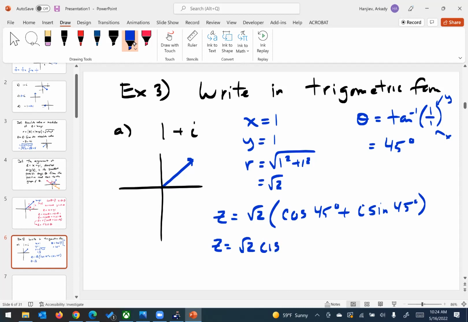√2 CIS 45 degrees. Wait, that is kind of nice, because we're not actually getting the values from cosine of 45, we're just using the angle. Okay, so CIS actually does kind of help. But I think it was still born out of laziness. I do not respect the people who made the CIS. Okay, let's try a few here.